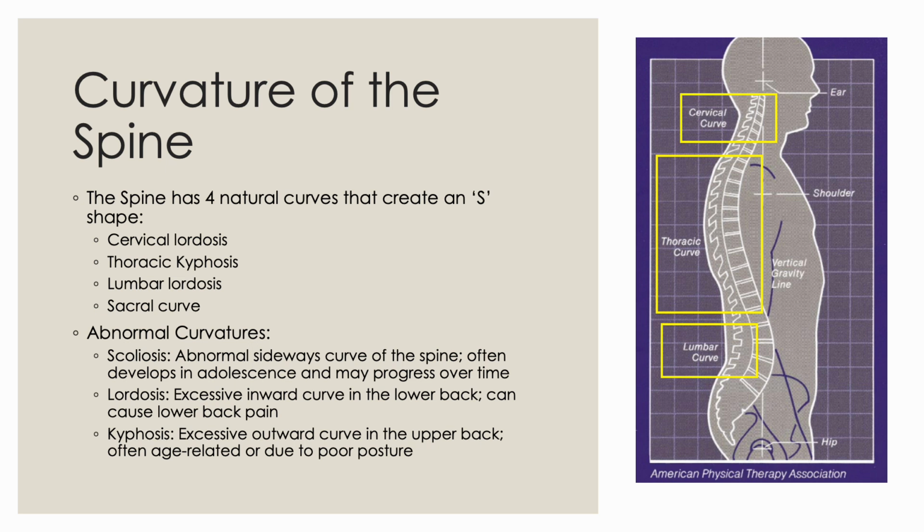But sometimes these curves can become exaggerated or shift in abnormal ways. Lordosis is when the lower back curves inward too much, which can lead to discomfort or lower back pain. Kyphosis is an excessive outward curve of the upper back, often seen in older adults or those with poor posture. And scoliosis is a sideways curve of the spine, and it usually develops during adolescence and requires careful monitoring or treatment depending on the severity.